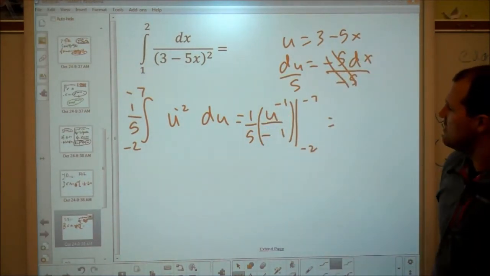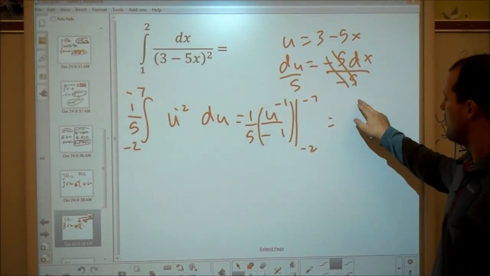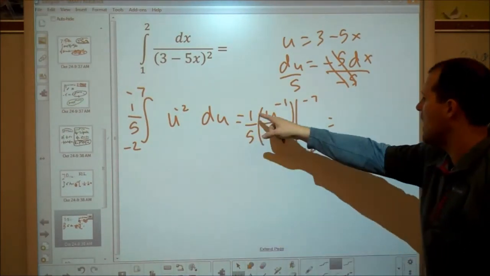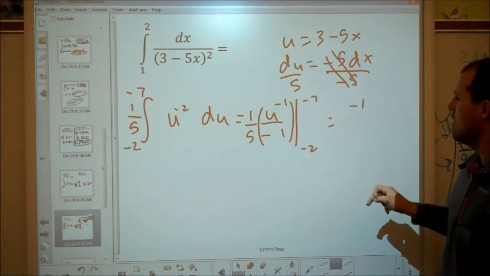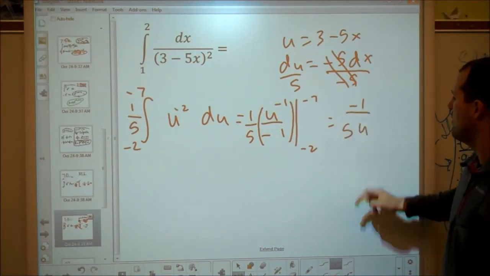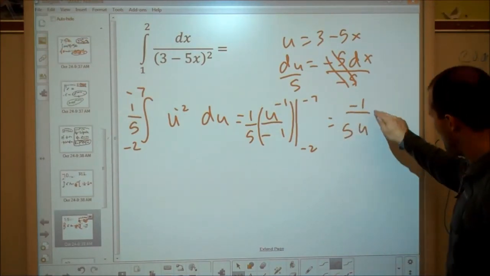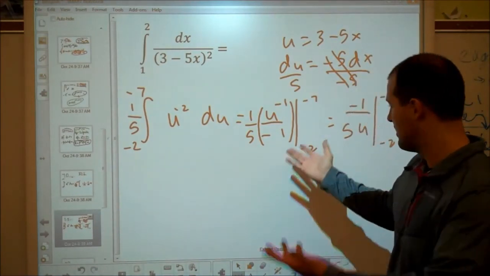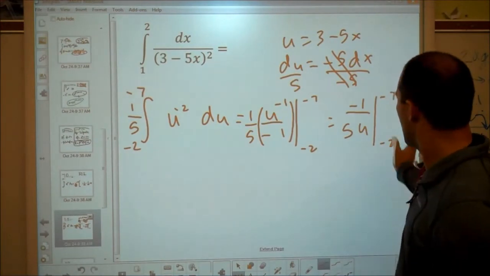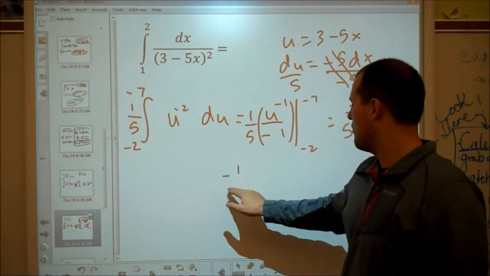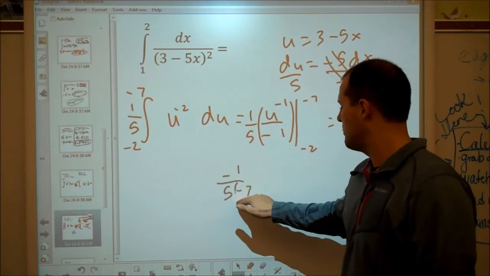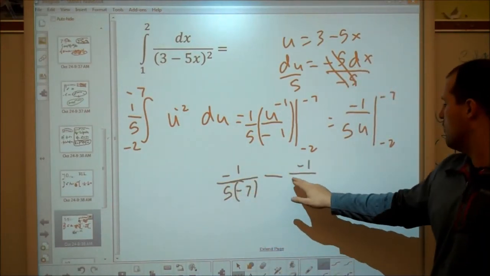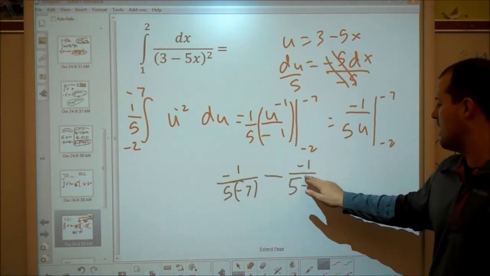And so when I combine these together, I get negative 1 over 5u. Still have my bounds, negative 2, negative 7. So let's apply the fundamental theorem and let's try to get a solution out of this. Okay, so what I get is negative 1 over 5 times negative 7 minus negative 1 over 5 times negative 2.